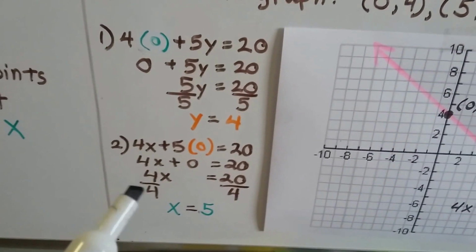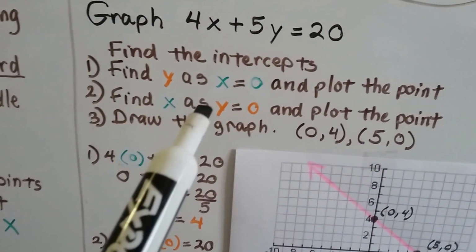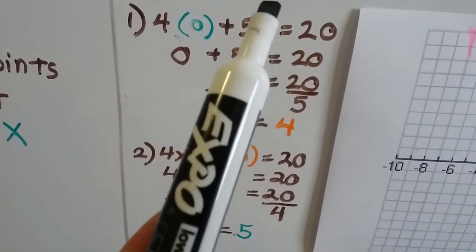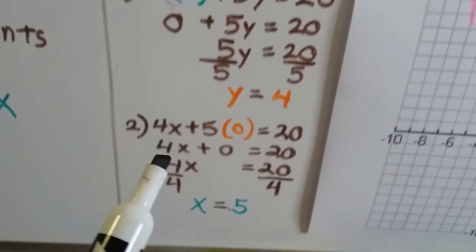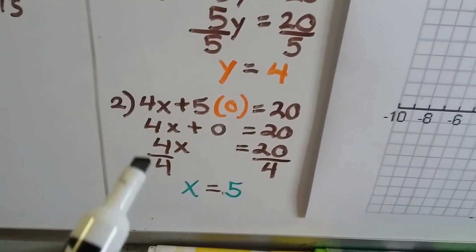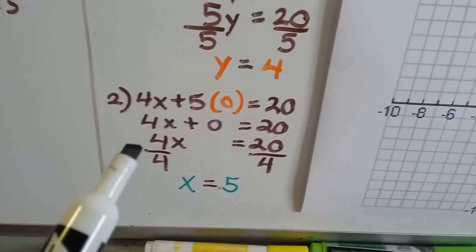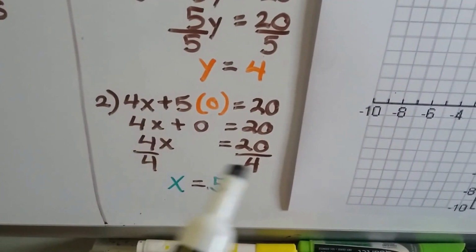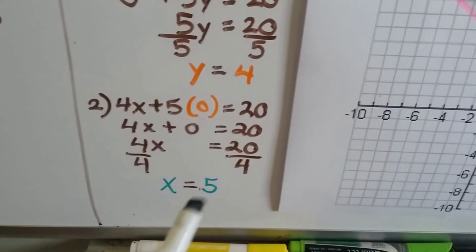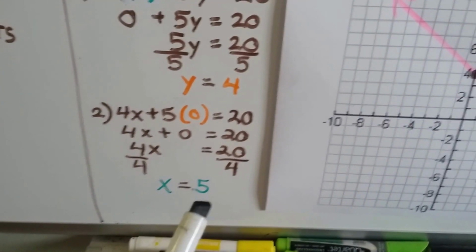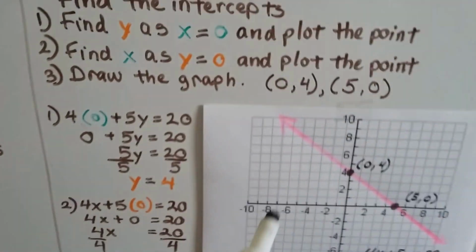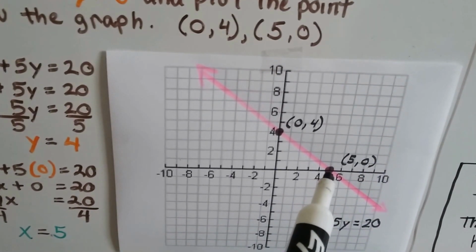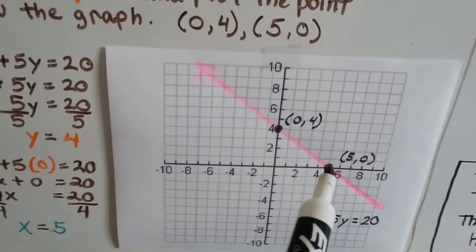Well, now we're going to find the x by setting the y to 0. So now we say, okay, now the y is 0, okay? So we put a 0 here. And we've got 4x plus 5 times 0. Well, that's 4x plus 0. We can divide each side of the equation by this coefficient 4, and we get x equals 5. 20 divided by 4 is 5. So now we know that x is 5 when y is 0. So now we have two ordered pairs, (0, 4) and (5, 0). And we know that it's crossing the x-axis at the 5, see?